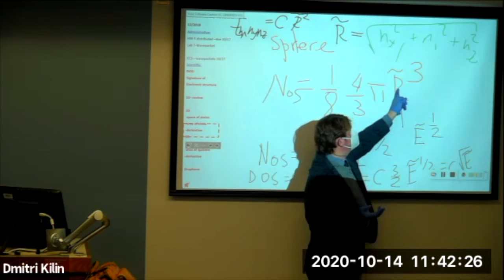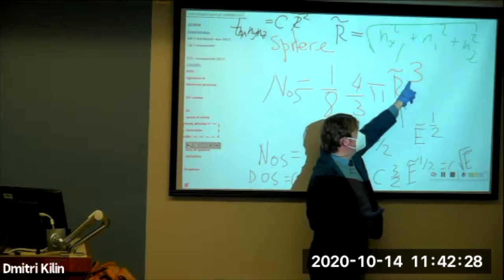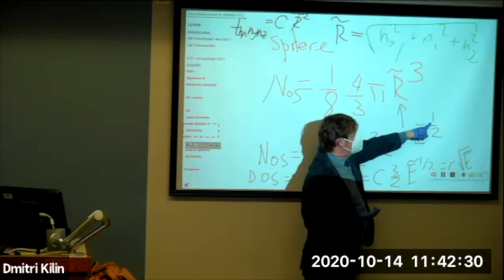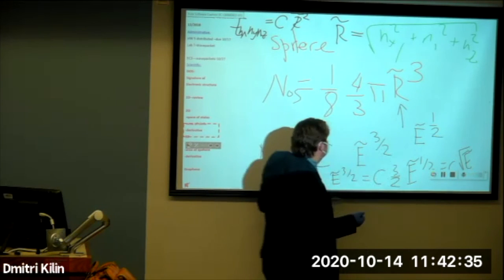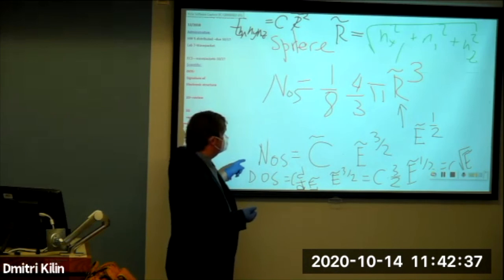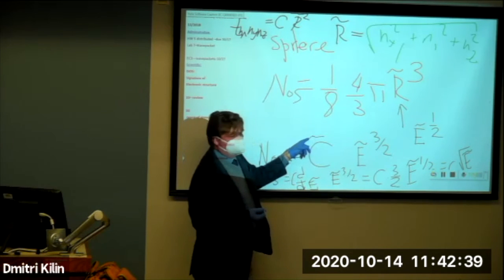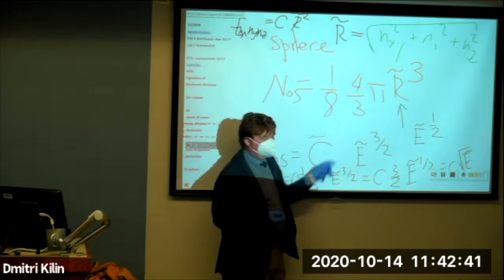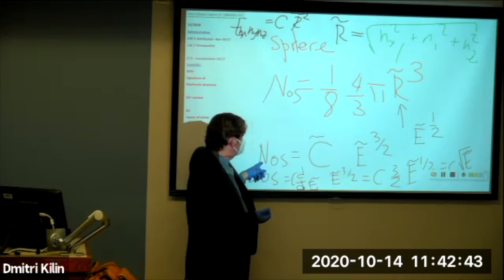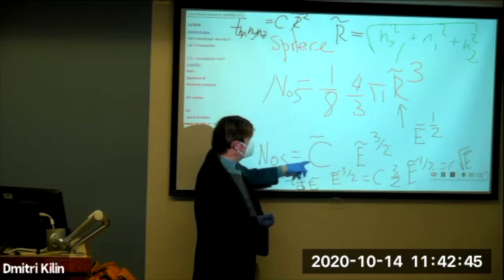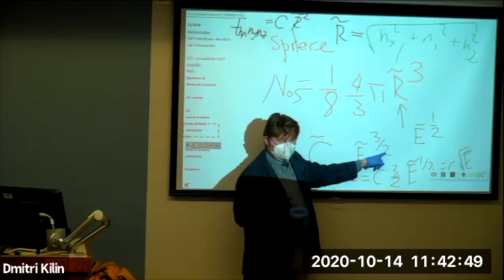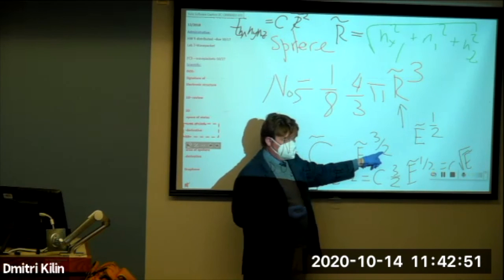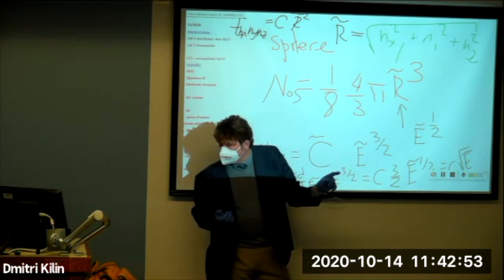So we replace radius cubed by energy to the power 1/2. The number of states will be a big constant because I'm so lazy to pull all this pi and stuff. So number of states as a function of energy is a constant times energy to the power 3/2. Feel free to ask a question, interrupt by voice or by message.